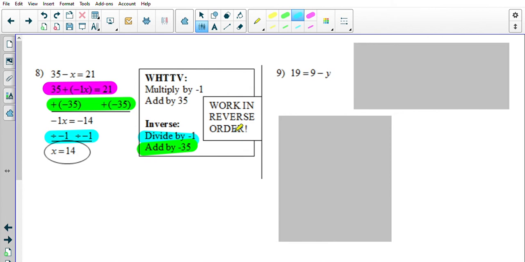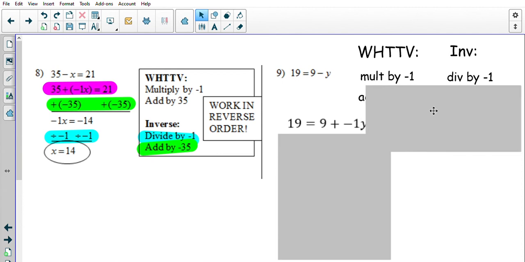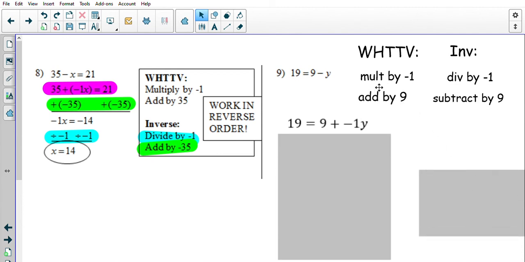So let's take a look at question number 9. I would start by rewriting this thing as 19 equals 9 plus negative 1y. So the first thing that's happening to the variable is, let me just move this box out of the way, we're multiplying by negative 1, then we're adding by 9. So the inverse of multiplying by negative 1 is to divide by negative 1. The inverse of adding by 9 is to subtract by 9.